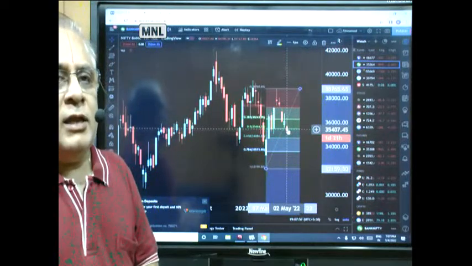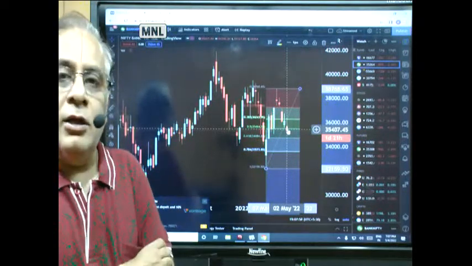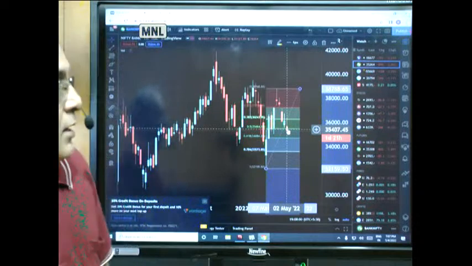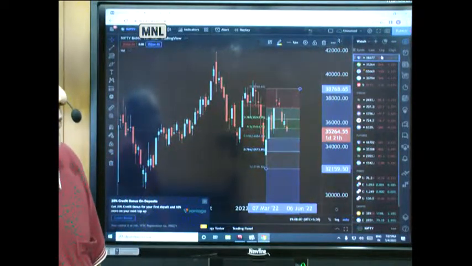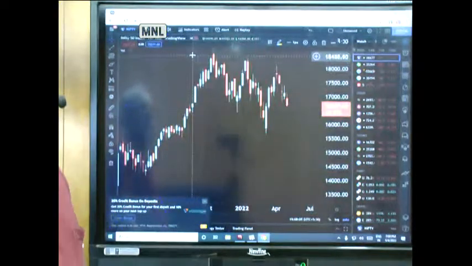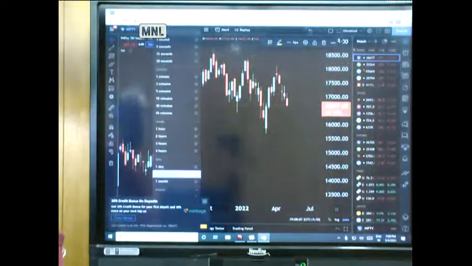Now we will look at the smaller time frame, that is, for intraday trading. We'll go to the Nifty first, and we'll look at a 1 hour chart.